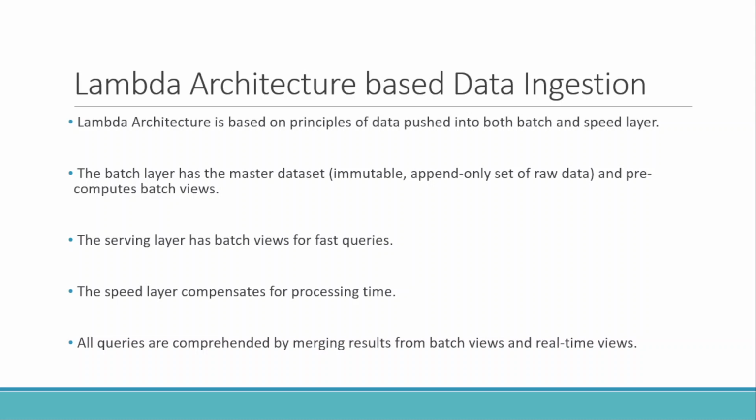Whereas the serving layer has the batch views for fast queries. The speed layer just compensates for the processing time, and all the queries can be answered by merging the results from the batch views and the real-time views.